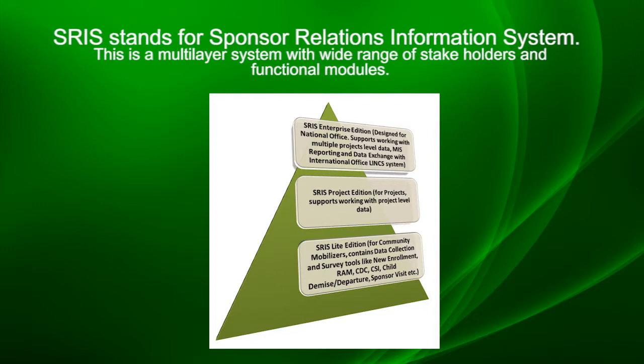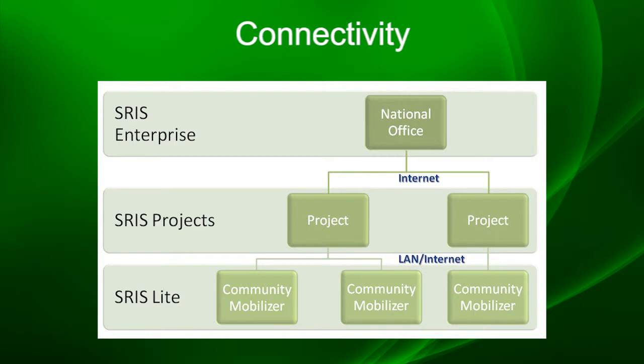In order to collect the data during visits to child's home, community mobilizers are provided with a lightweight version of the application. The screens are designed especially for handheld devices like PDAs and netbooks. Two-way data transfer is the key to provide all stakeholders with latest information and changes. All the three levels of SRIS communicate with each other asynchronously. That is, the connection is made as and when required.